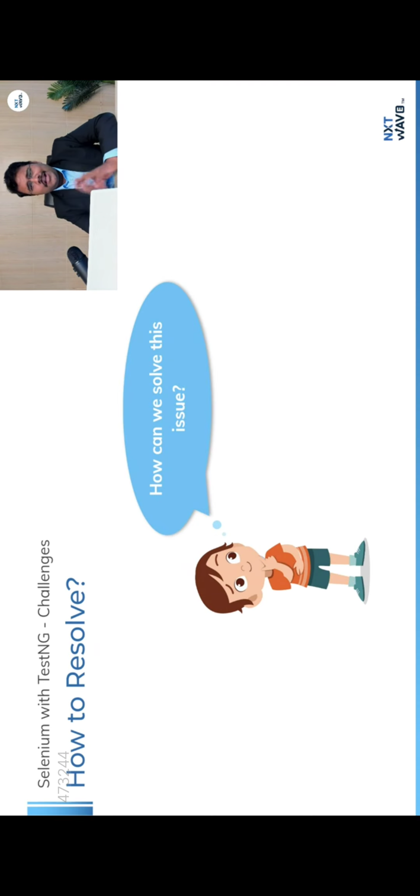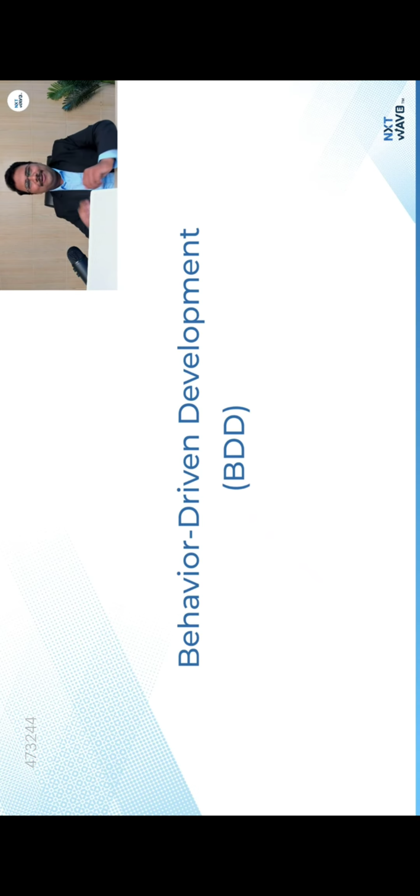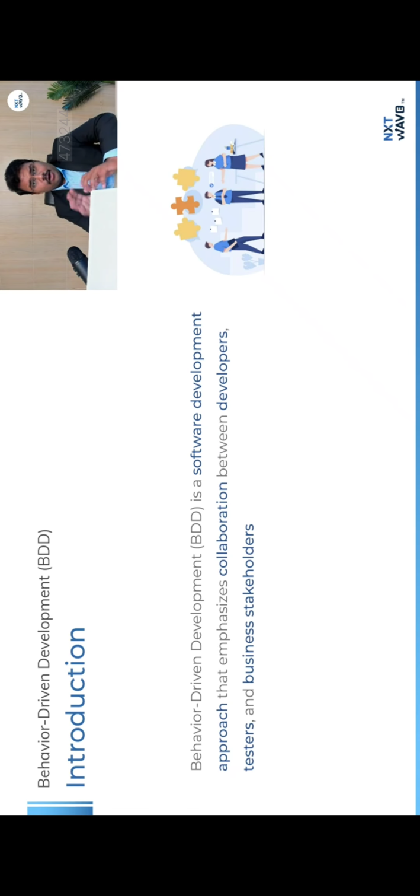Now, the fundamental question is, how can we solve this kind of an issue, or how can we bypass this kind of a challenge, right? So the answer for that is behavior driven development, or BDD. Okay, we'll try to understand what exactly it means. So BDD, or behavior driven development, is basically a software development approach that emphasizes the collaboration between developers, testers, and business stakeholders as well. So it basically makes sure that everybody understands everything.